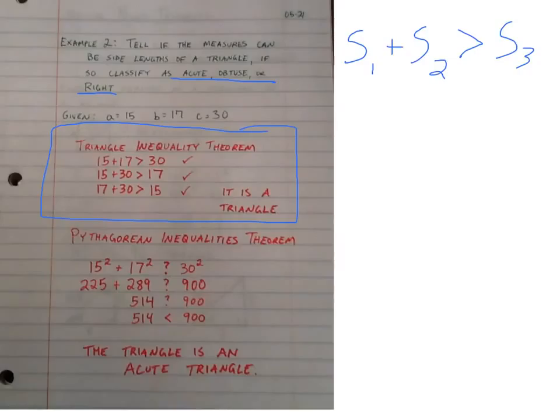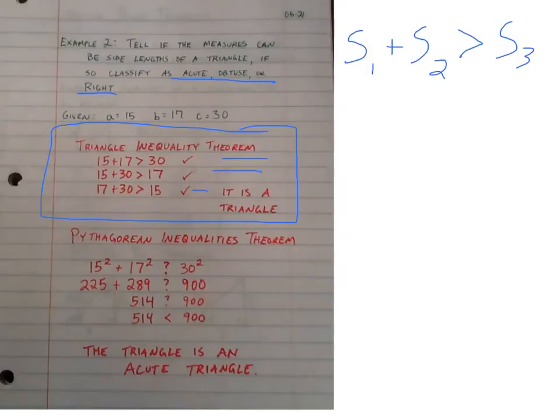15 plus 17 is greater than 30. That's true. 15 plus 30 is greater than 17. That's true. And finally, 17 plus 30 is greater than 15. That's true. So we do know that we have a triangle.